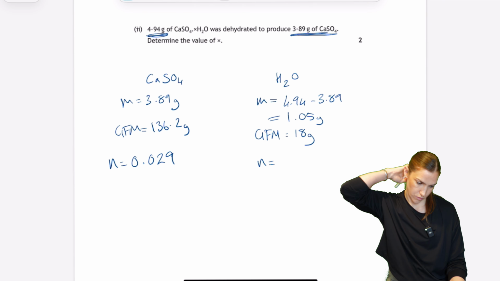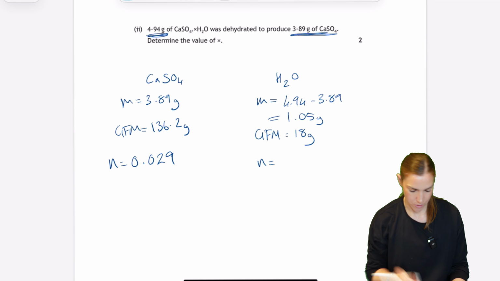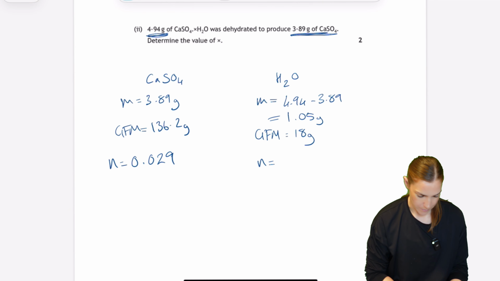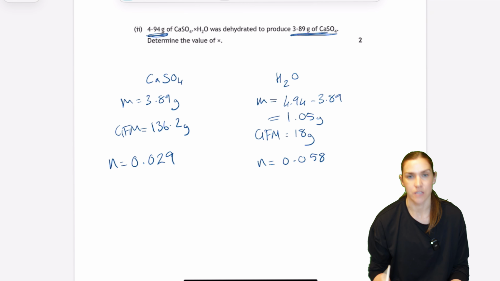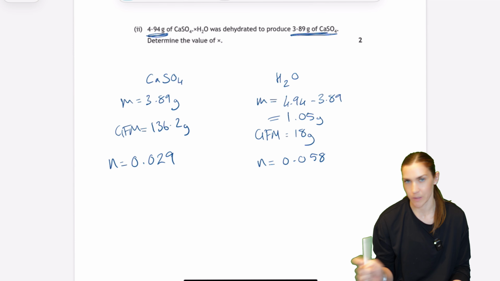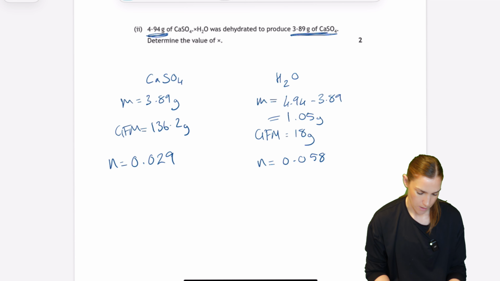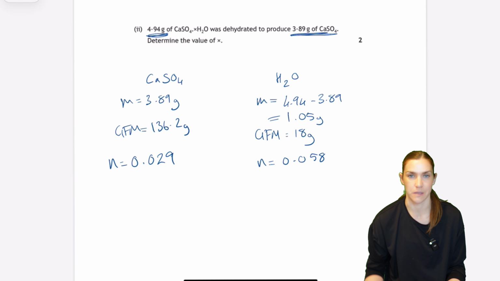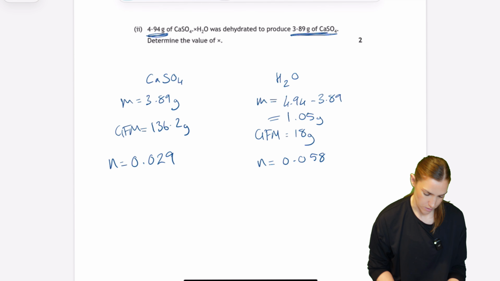So it's 0.02856, but I would usually always round to 2 or 3 decimal places, depending on what your number is. And then 1.05 divided by 18 gives us 0.058, if you round to the same number of decimal places. It's always helpful if you round to the same number of decimal places for both of your numbers of moles. So as long as, say you were to have rounded this one to 2 decimal places, just round the other one to 2 decimal places as well. It makes your whole number ratio easier to work out.